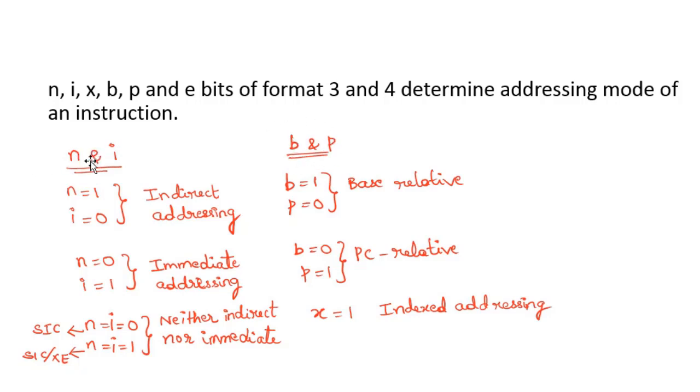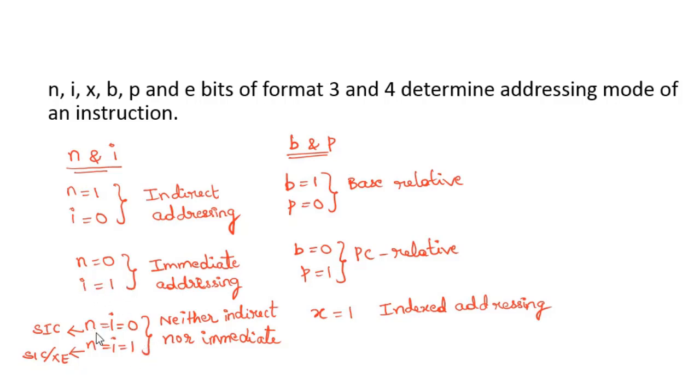So when it comes to N and I, we can have 4 possibilities. N value can be 1, I value can be 0, in which case the addressing mode should be treated as indirect addressing mode. N for indirect and I for immediate. So we are enabling the N bit, means this is indirect addressing. And the next case is N value is 0, I value is 1. That means this is immediate addressing mode.